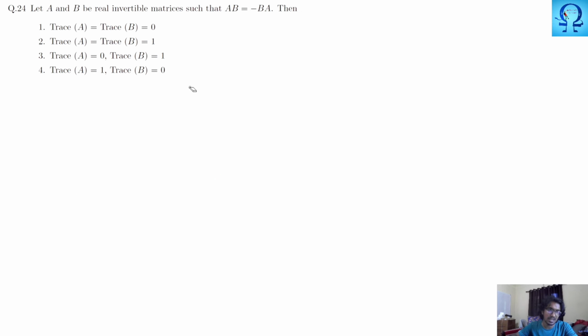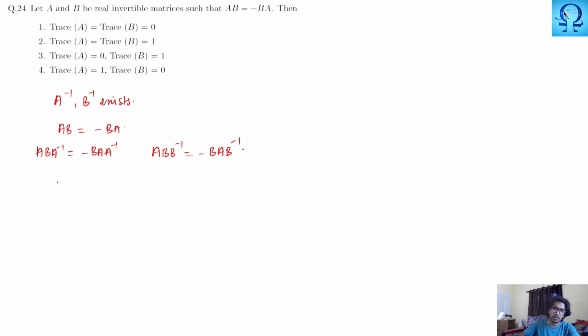Moving to the next question, here we have A and B are invertible matrices such that AB is equal to minus BA. We have seen one such question in one of the previous years itself. That is quite simple, right? Since A and B are invertible matrices, A inverse and B inverse exist. If these two things exist, you can multiply A inverse and B inverse to them, like AB A inverse is equal to minus BA A inverse. When I multiply B inverse, I would get AB B inverse is equal to minus BA B inverse.